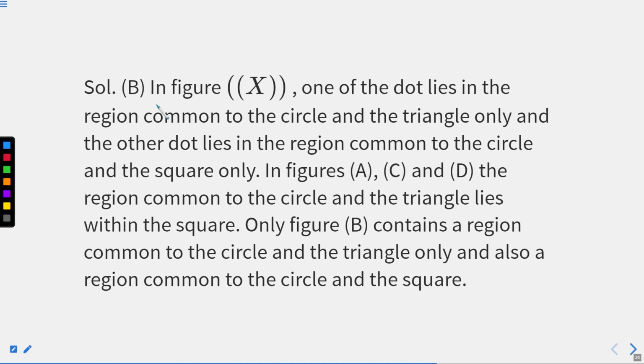You can read here as well. In figure X, we have 2 dots in the region common to the circle and the triangle, and the other dot lies in the region common to the circle and a square. So, circle is common. One time it is circle and triangle. Second time it is circle and square. 2 situations are given, right? So, in figures A, B, C, D, only figure B contains a region common to the circle and triangle, and also common to the circle and square. Hence, our option B will be our answer.